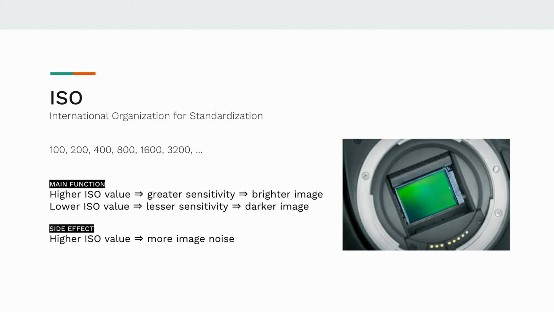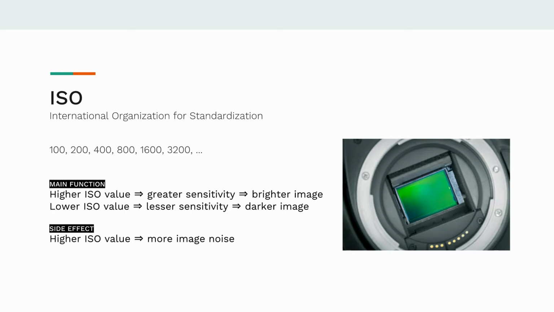ISO values can range from 100, 200, 400, 800, all the way up to around 6400. In most cameras, it can go way up to maybe around 256,000 or even higher. But normally that level of ISO isn't really used for practical applications. In everyday photography, the ISO settings we use normally range from 100 to 3200. The main function of the ISO is to set the sensitivity of the sensor.